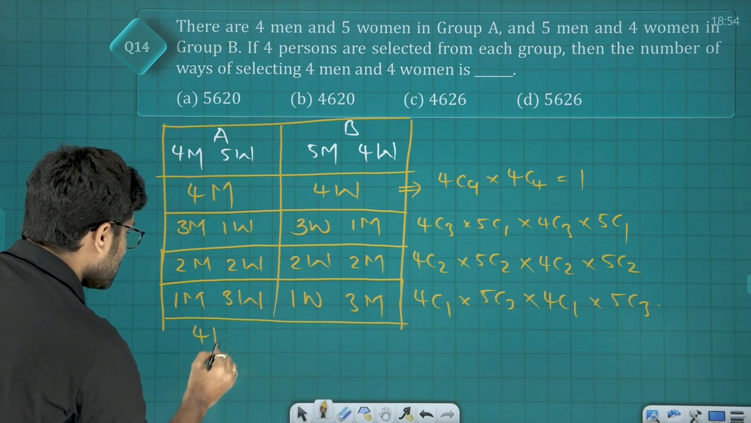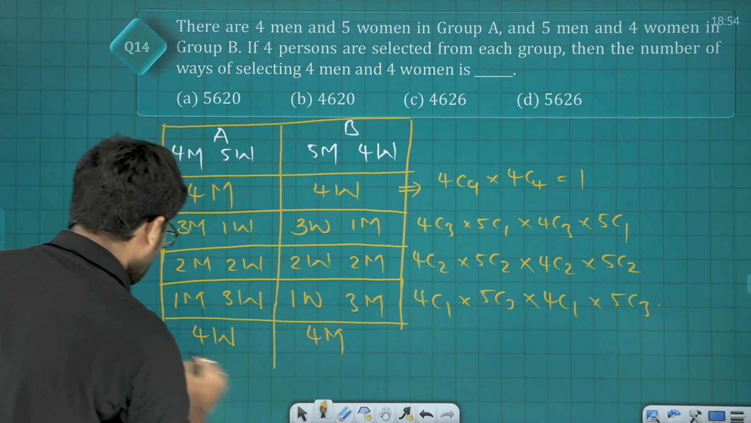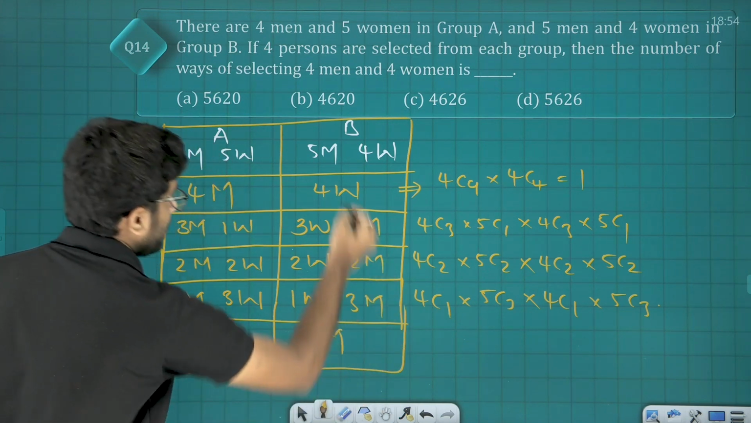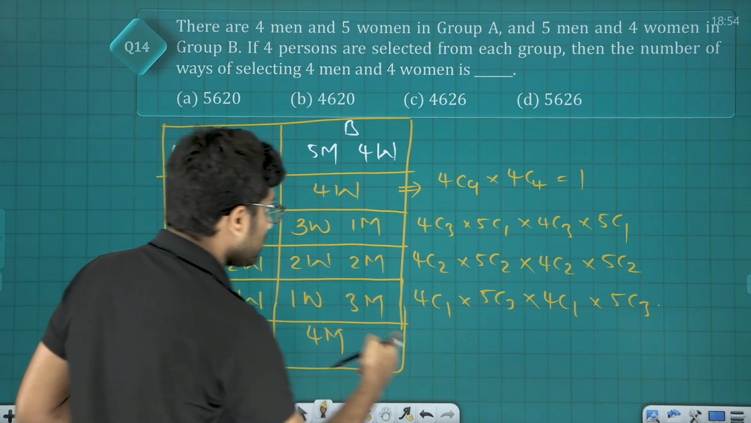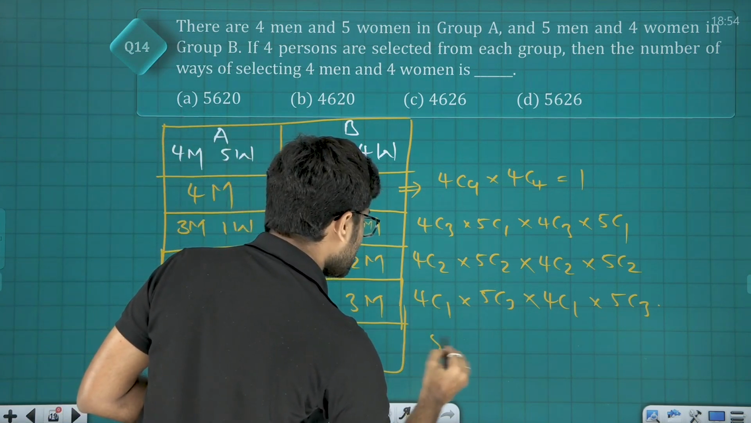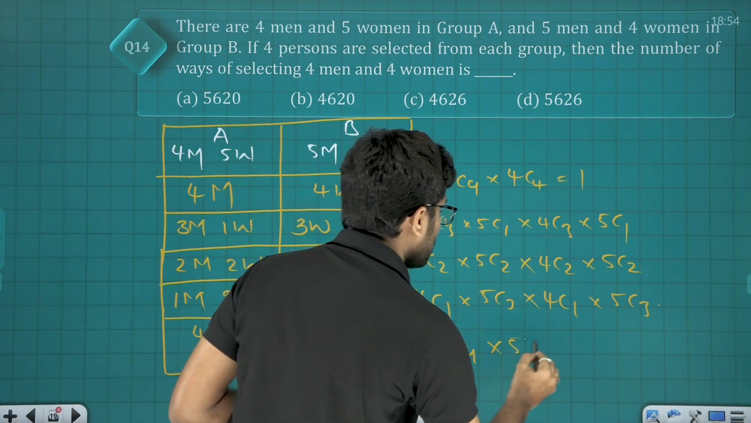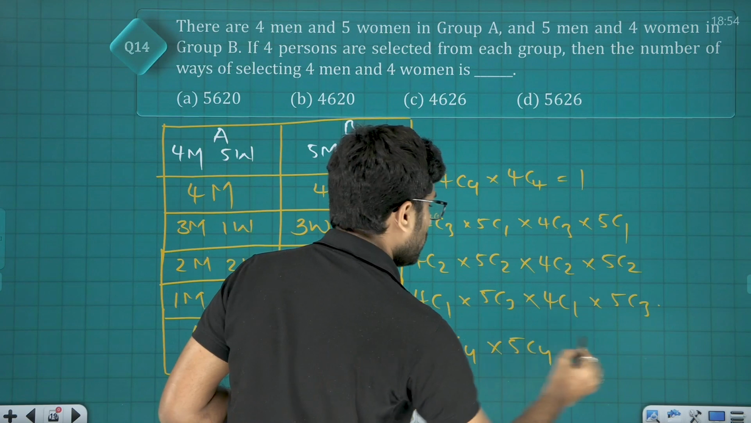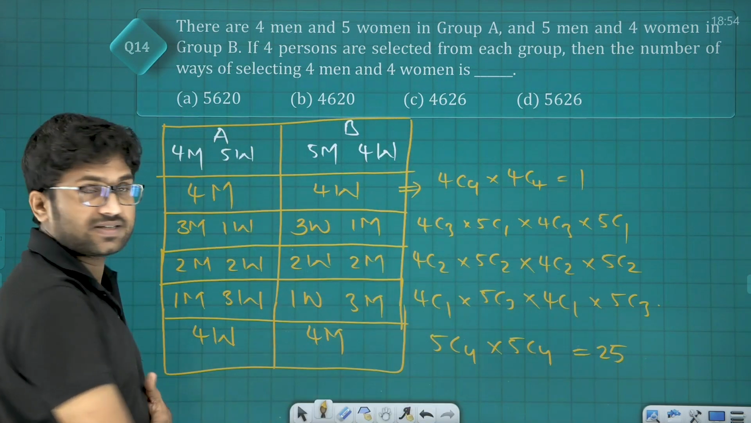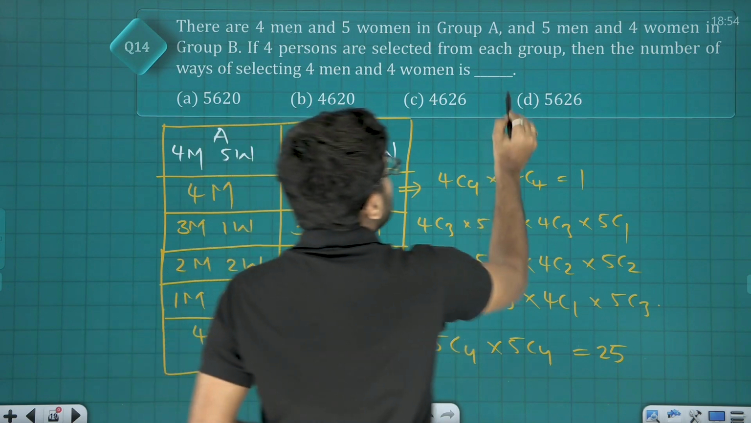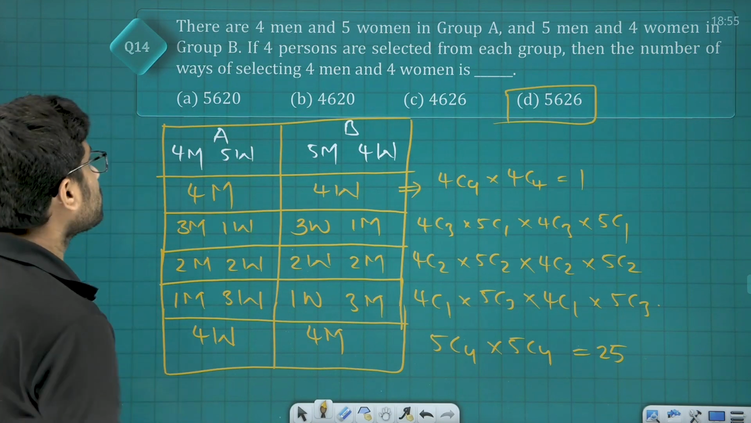Next, last case, friends. All 4 women from this and all 4 men from this. So these are how many cases? 1, 2, 3, 4, 5 possible cases. In this case, 4 women means 5C4, into 4 men from this, again 5C4. So 5C4 into 5C4 is 25. So friends, if we add all these cases, then we'll get the required answer as 5626. Clear? Next question.